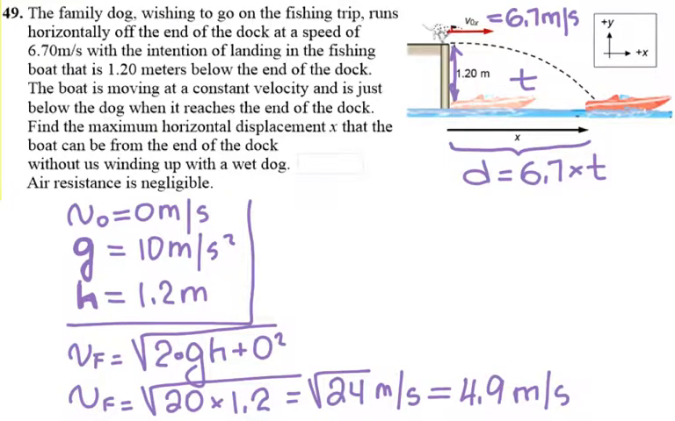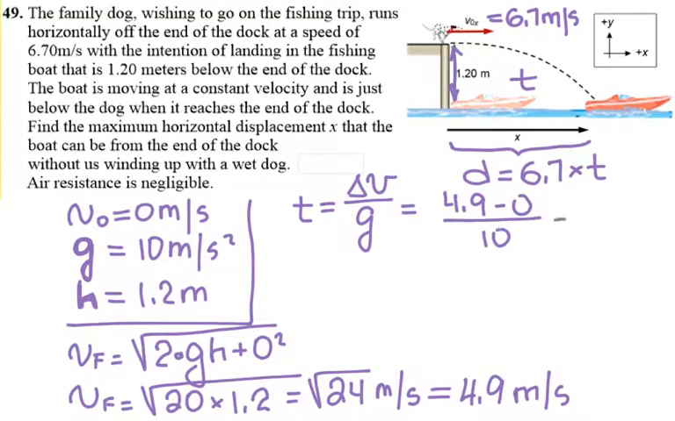So the time it's going to take to fall for the dog is the change of the velocity over the acceleration, vertical. I'm looking at the vertical motion. So vertically, the velocity went to 4.9, initial was 0, and the acceleration was 10. So it took 0.49 seconds to fall on the boat.